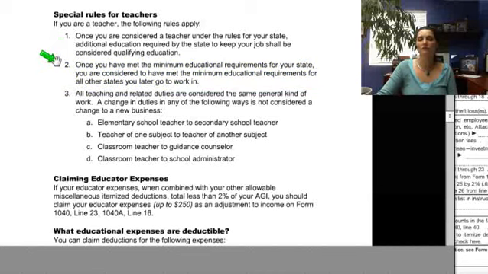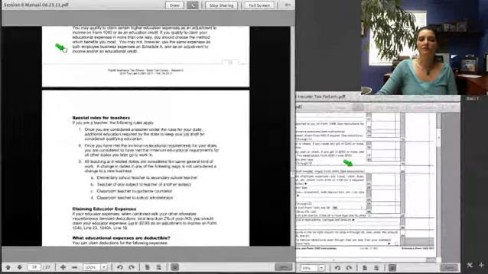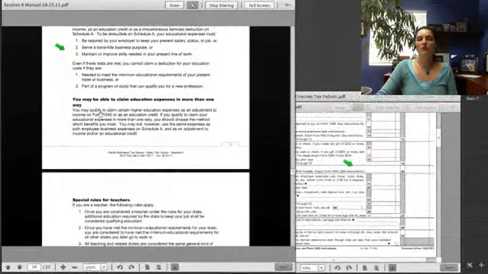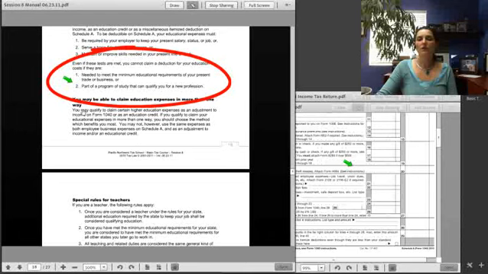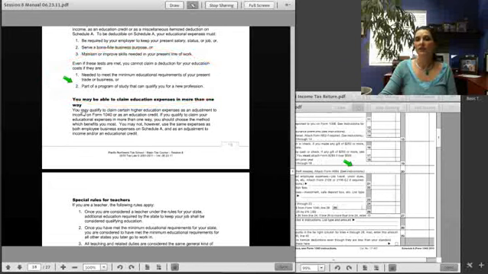So under the earlier rules we described up here, if you arrive in a new state and your new employer says, we'll hire you, but you need to go through these education expenses because this state has higher standards, then because you're meeting the minimum standards of the new state, they're not deductible. But for teachers, that rule does not apply.